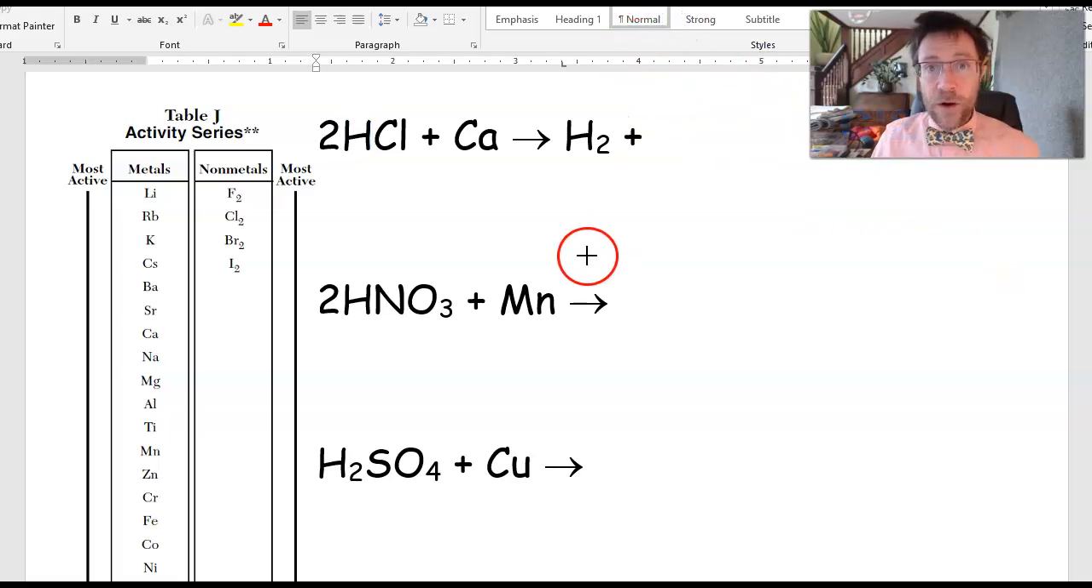So there's that one. This next one, HNO3, definitely an acid, and manganese. Manganese, I'm going to look it up. It's got, I think, a couple of options. Let me see what we got here. Mn. It's going to be a +2. I looked it up on the periodic table.